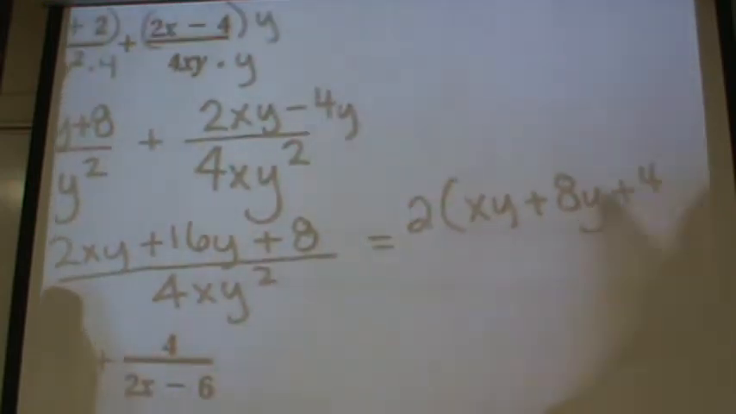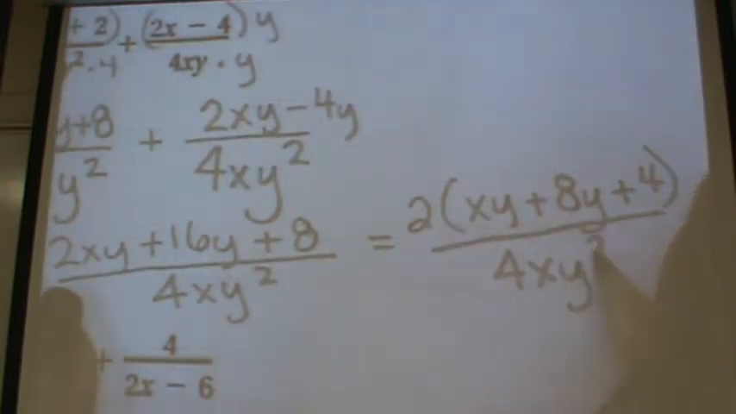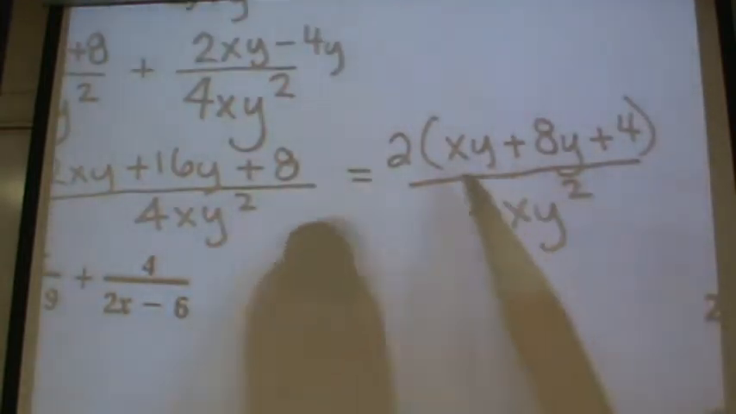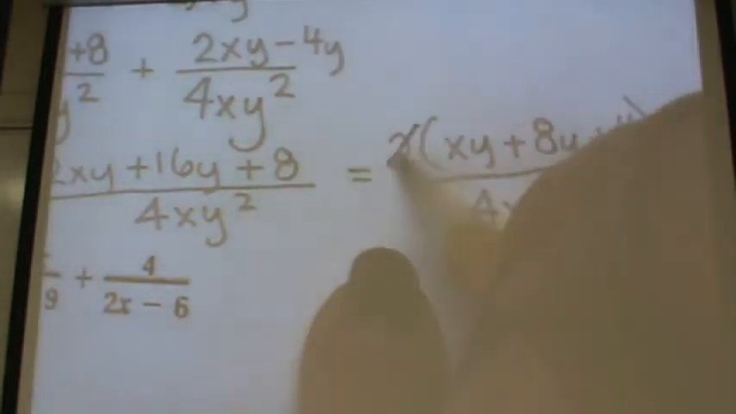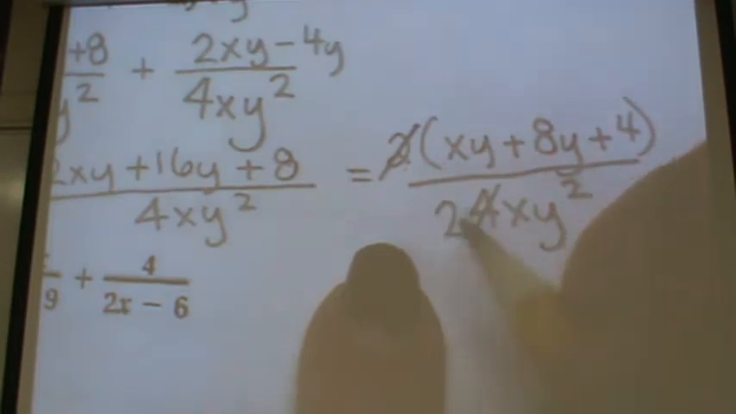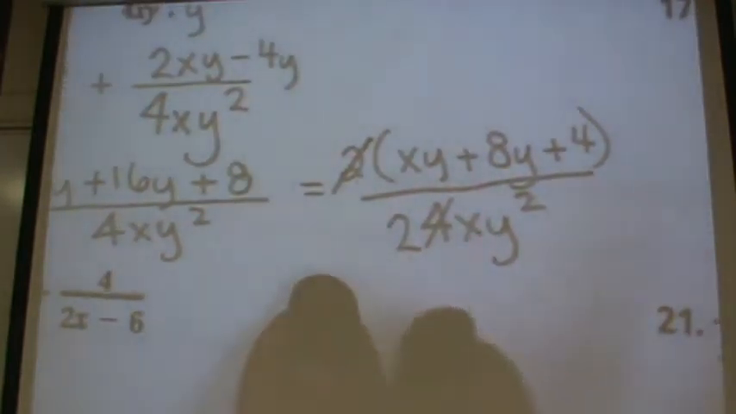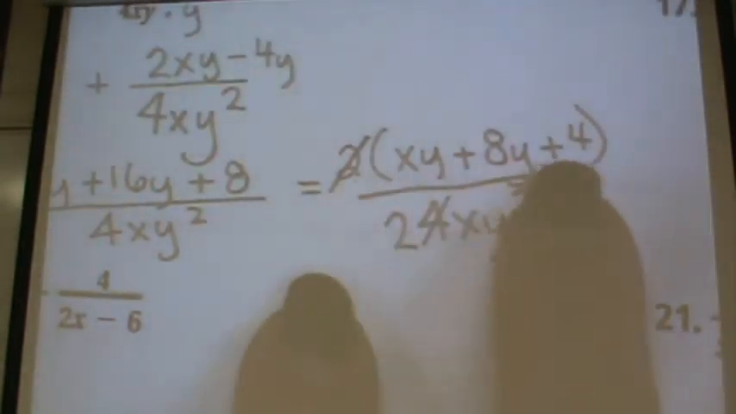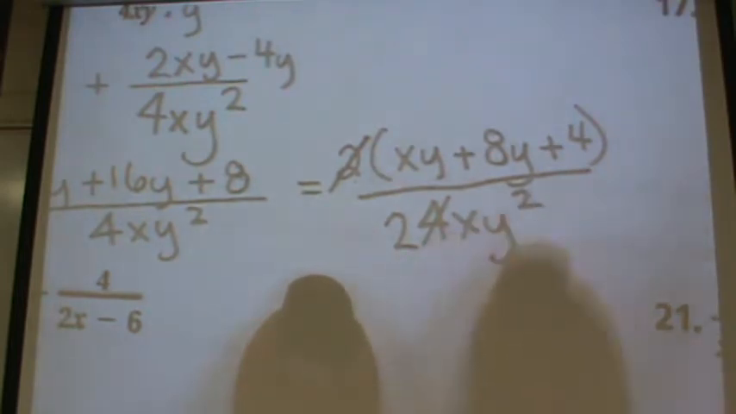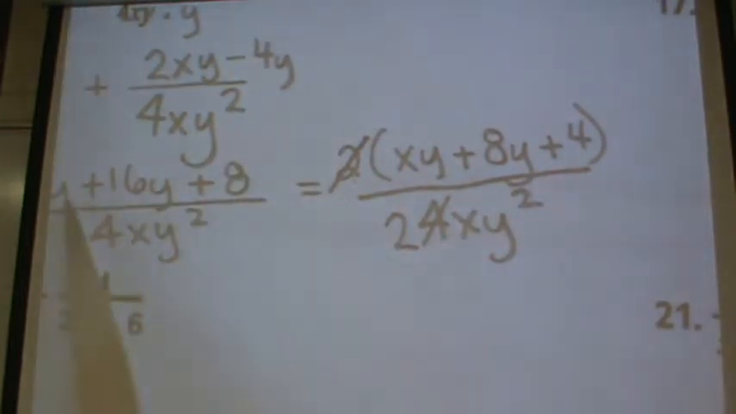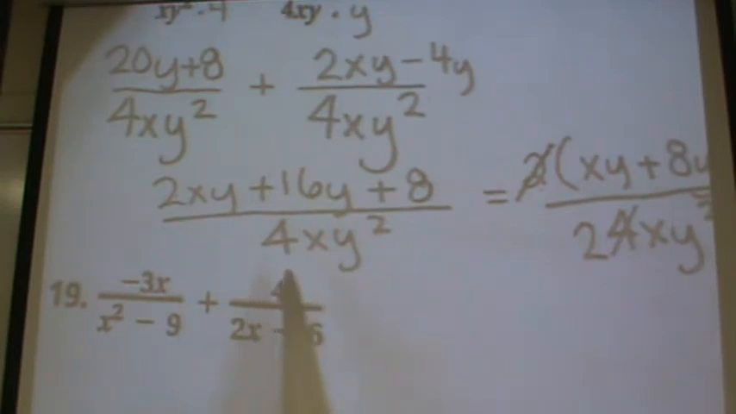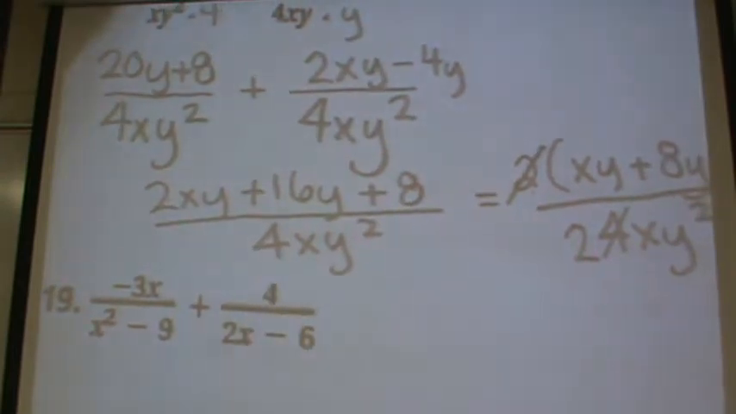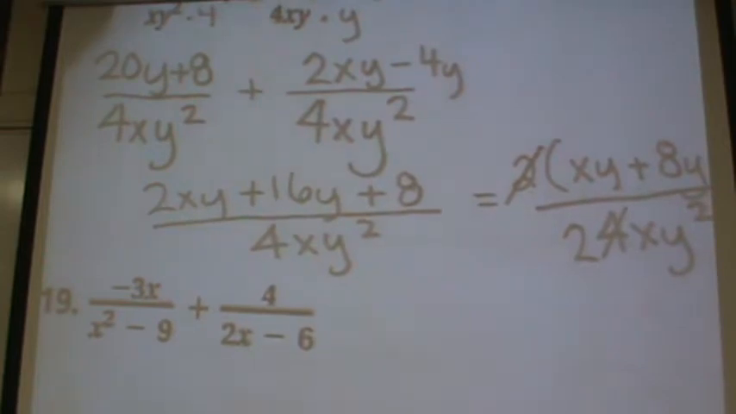I'm kind of writing sideways. And now you can cancel this 2 with a 2 here. So your final, simplified answer is xy plus 8y plus 4 over 2xy squared. You see how we took a 2 out of these and then factored it out of there? Questions, anyone?